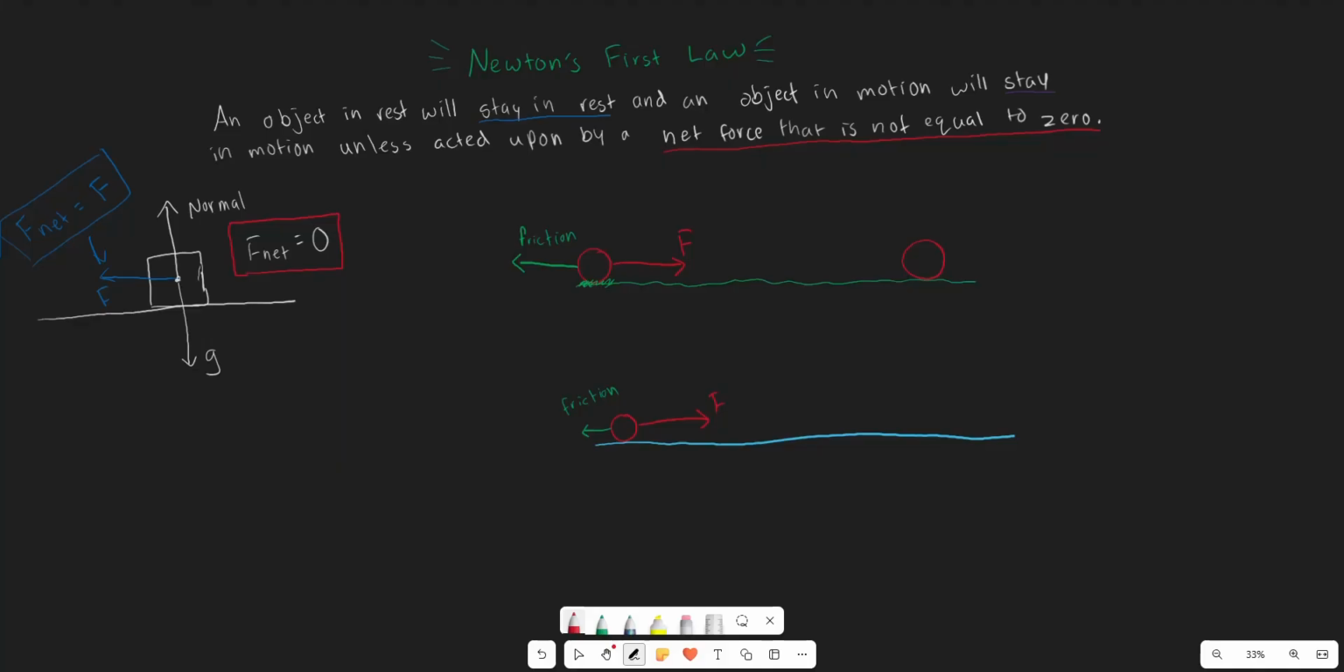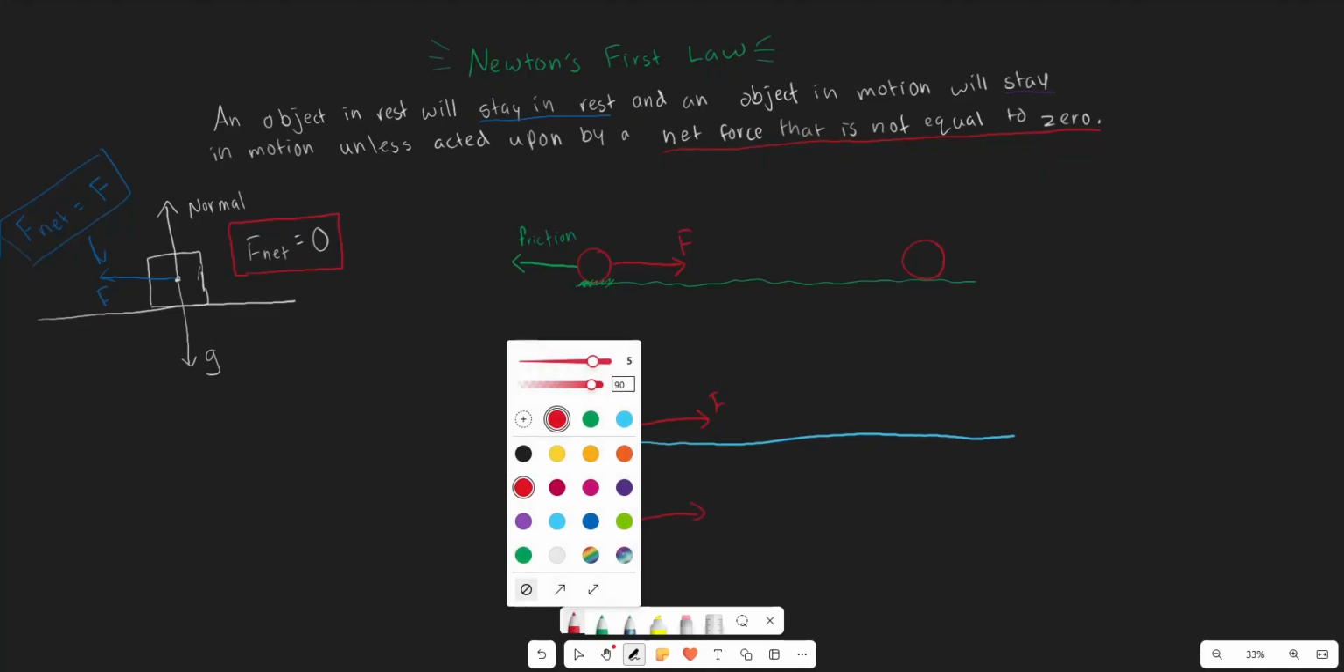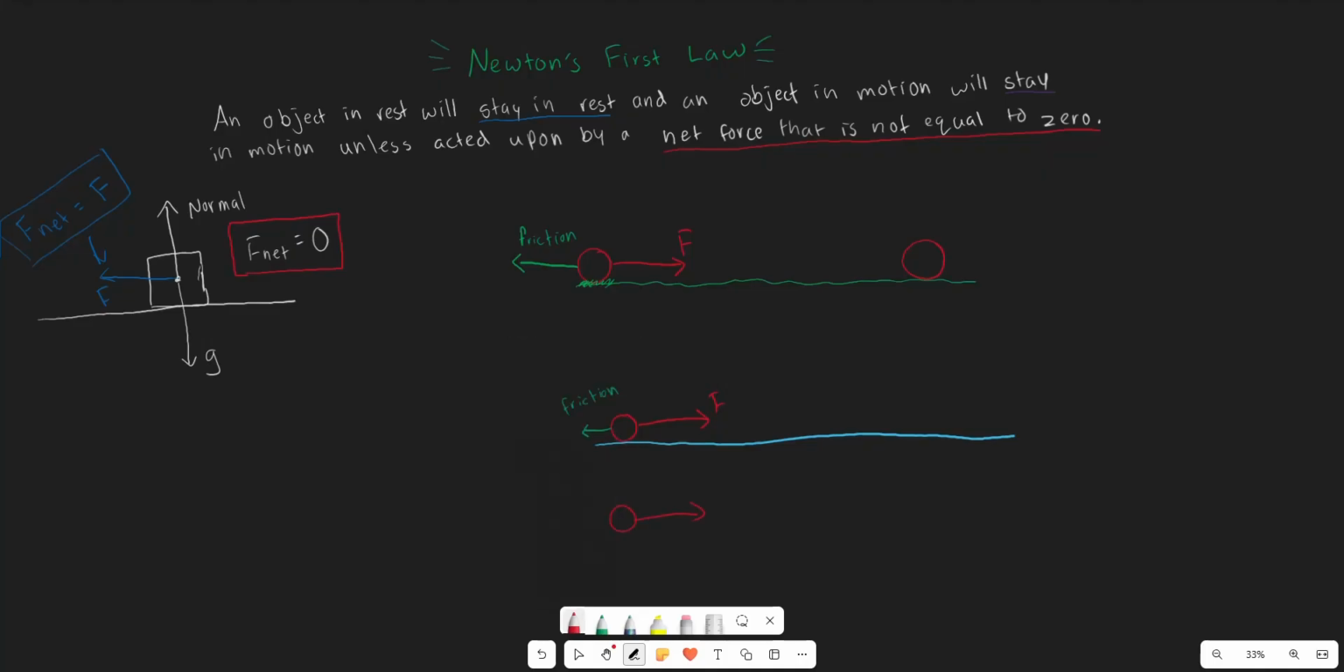Now let's read the other part of Newton's first law. An object in motion will stay in motion unless acted upon by a net force that's not equal to 0. Let's say the ball was on a surface with friction, and the ball would have kept moving but the frictional force caused the ball to come to a stop. And here the ball would have kept moving again, but the frictional force caused it to come to a stop.